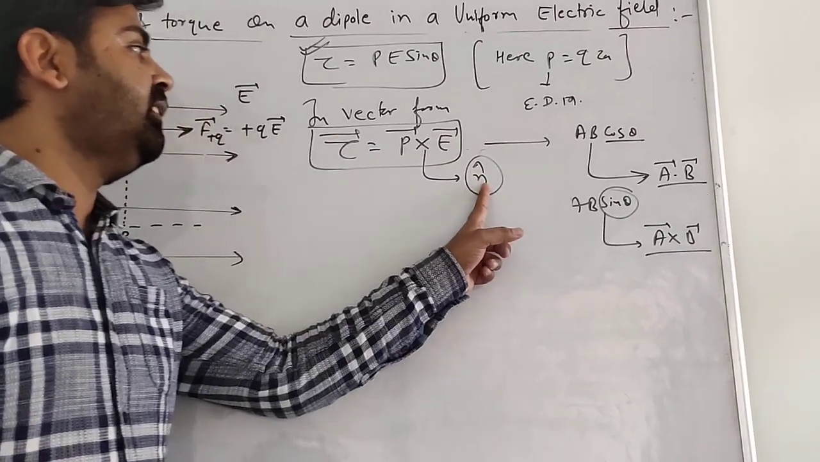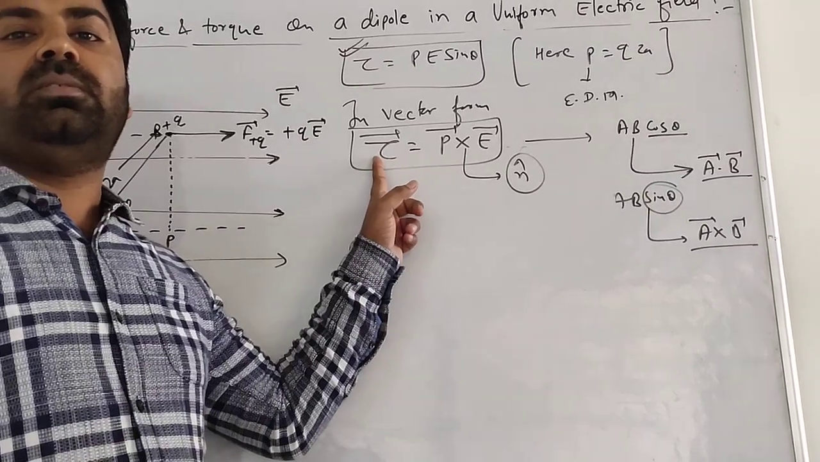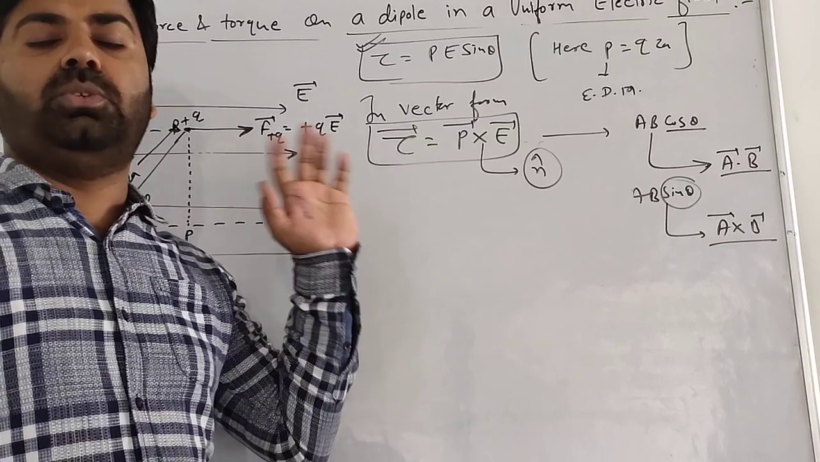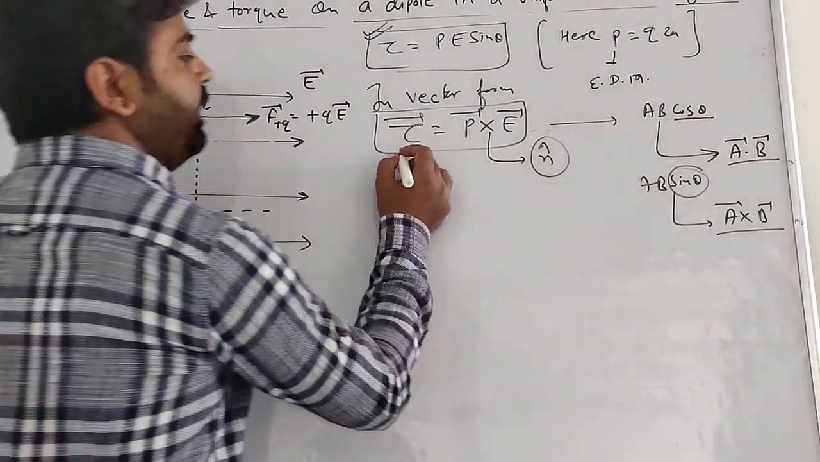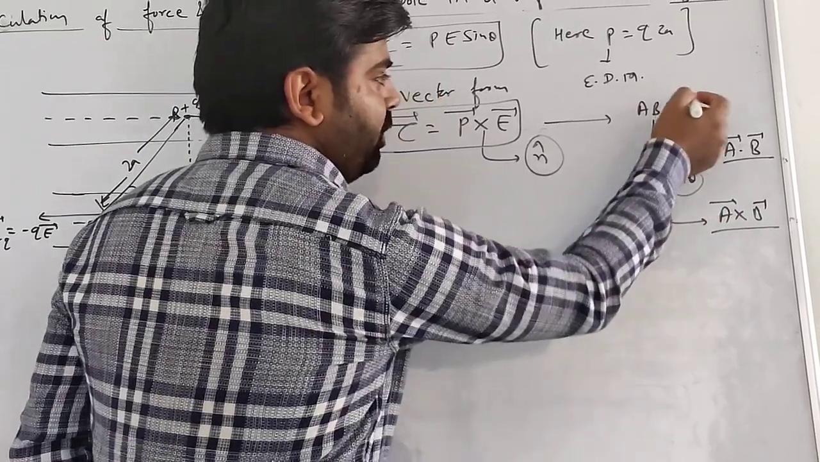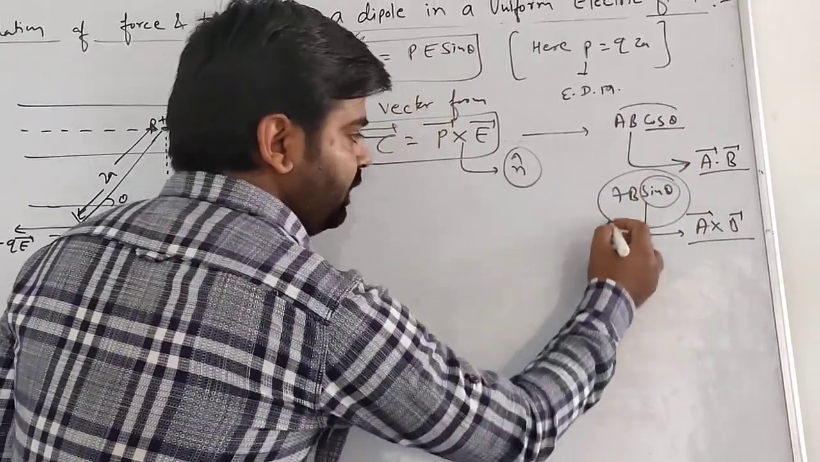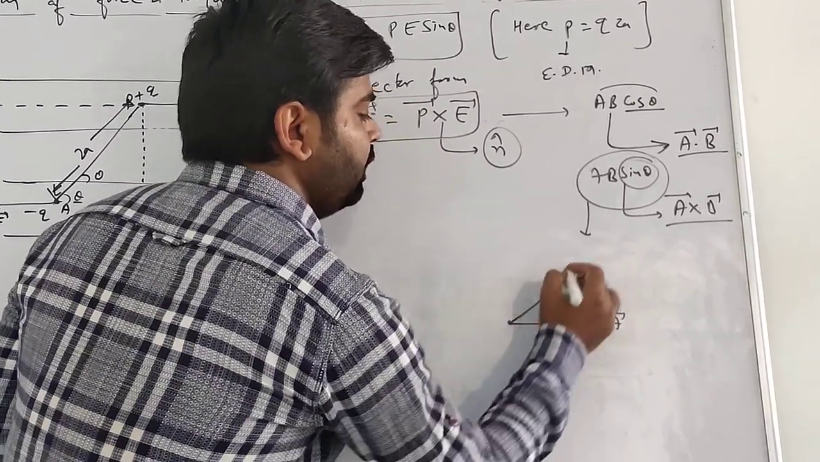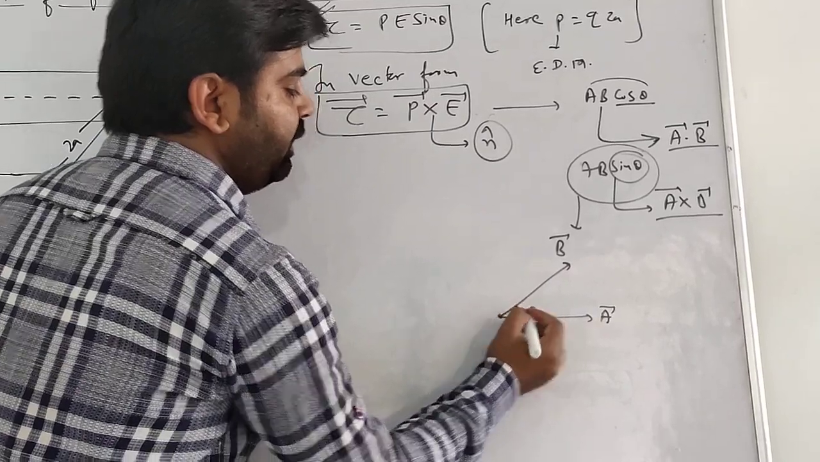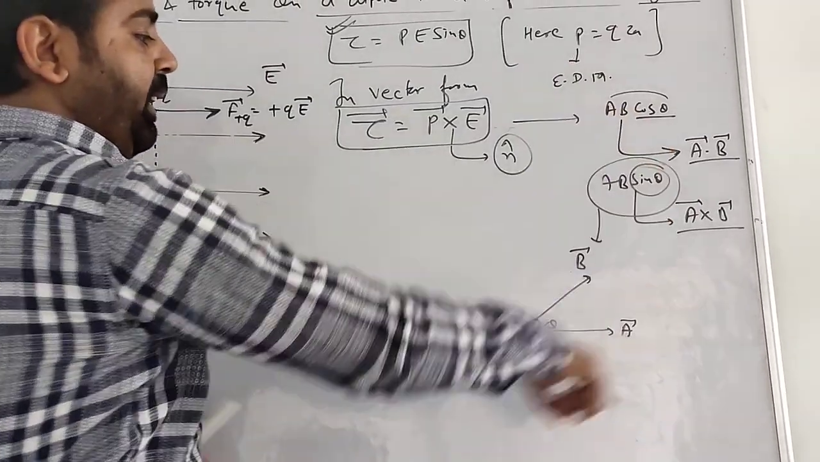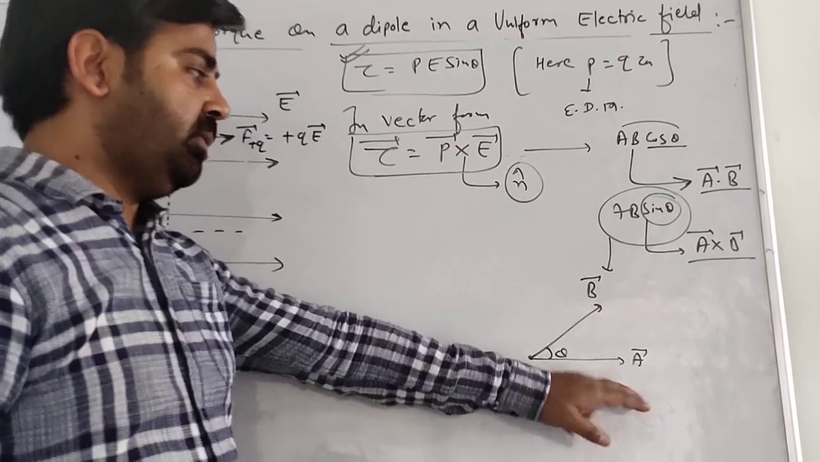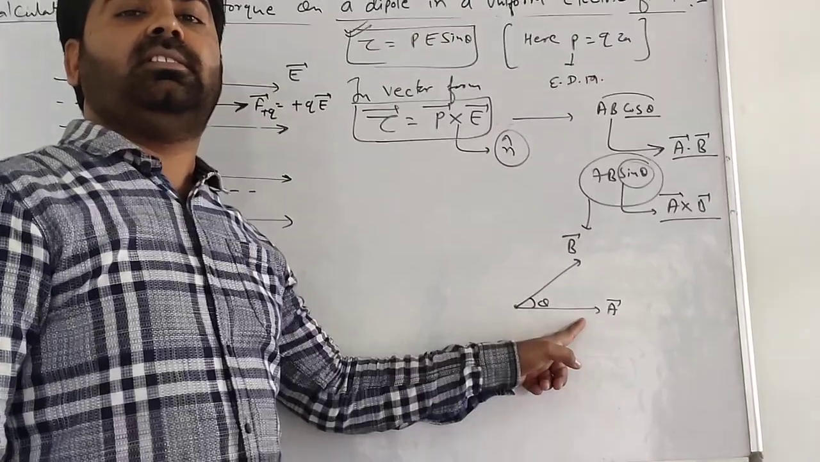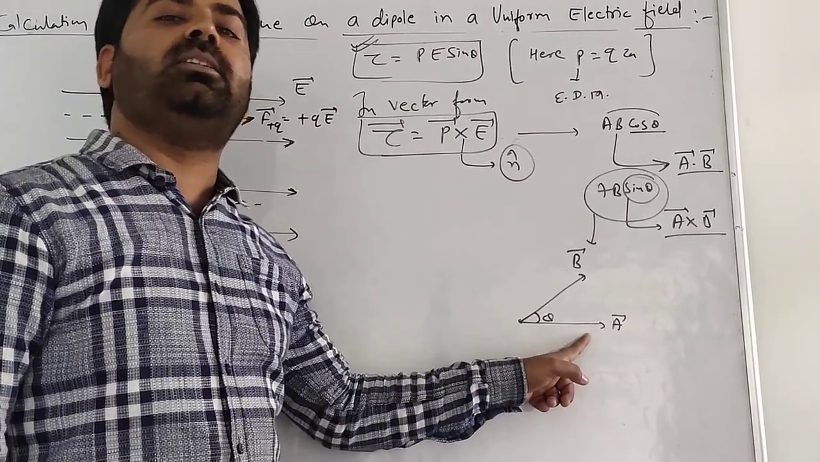To calculate the direction of torque, we use the right hand thumb rule or right hand screw rule. What is the right hand thumb rule? I discussed from AB sin theta that this is A vector and this is B vector. Both are at theta angle. In this plane, two vectors are denoted. First vector is A vector and second vector is B vector. Their cross product direction is denoted by the right hand thumb rule.